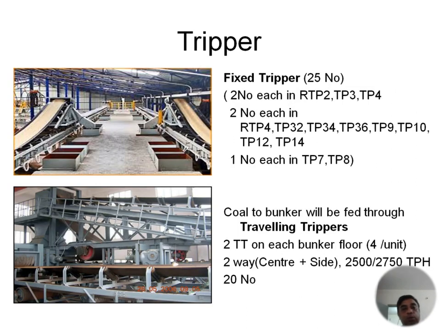There are fixed trippers also at many locations. These fixed trippers are basically used to trip the coal at certain locations. We have a traveling tripper also in the coal bunker where the coal is fed to the different bunker depending on the storage level of the bunker. So there is a traveling tripper which can move across the bunker. In each boiler building, we have 2 bunker floors. In each bunker floor, there will be 2 traveling trippers.